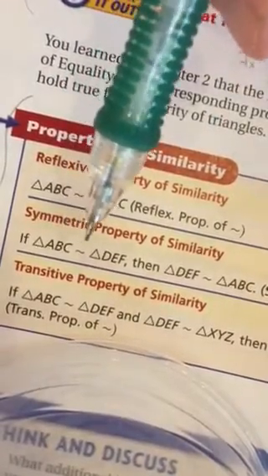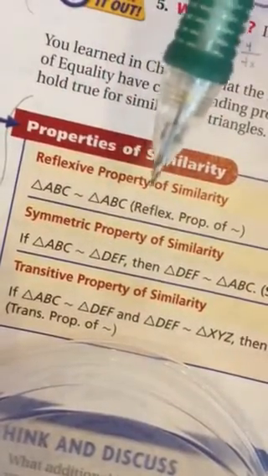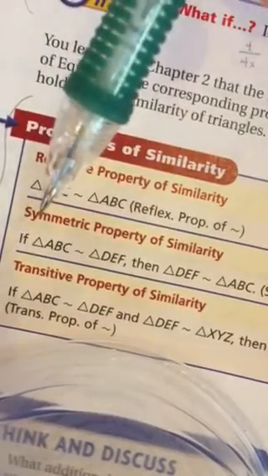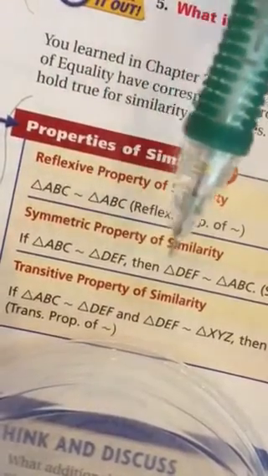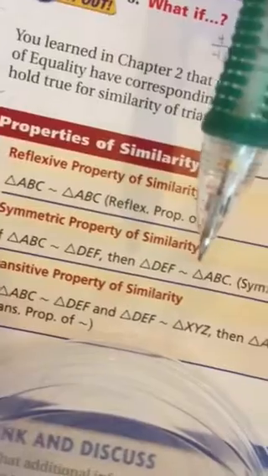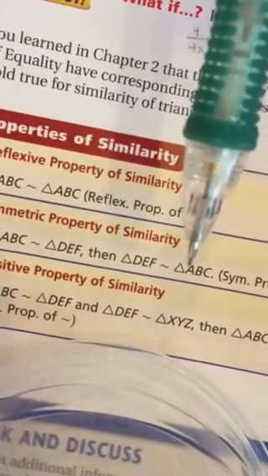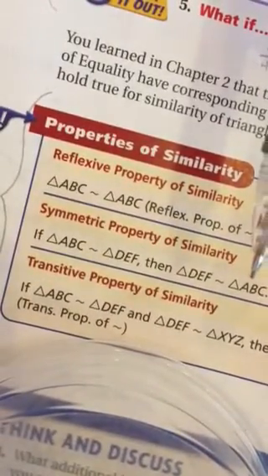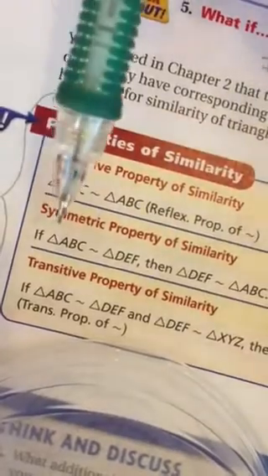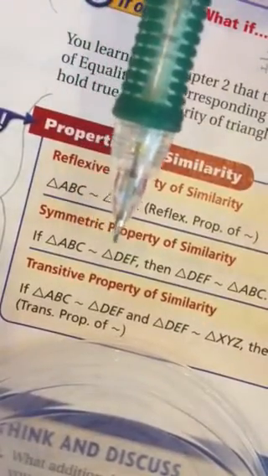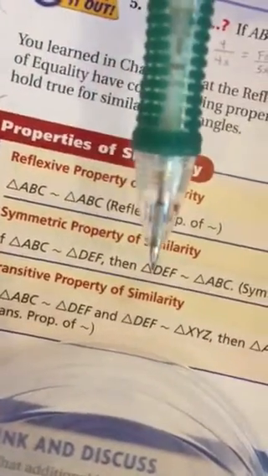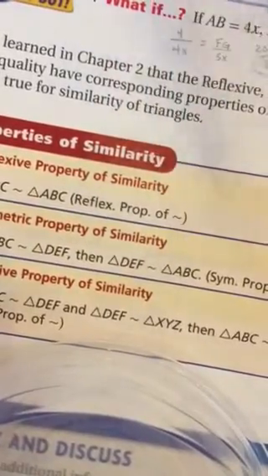So we have our reflexive property, and then we have our symmetric property. Triangle ABC is similar to triangle DEF. If they are similar, then DEF is similar to ABC. So all they did was reverse that and show symmetry between them. If triangle ABC is similar to triangle DEF, then triangle DEF is similar to triangle ABC.